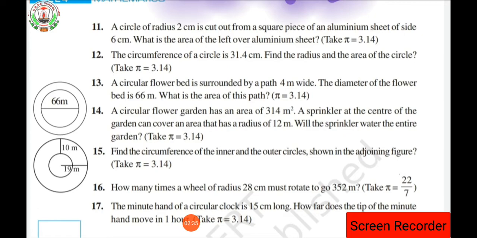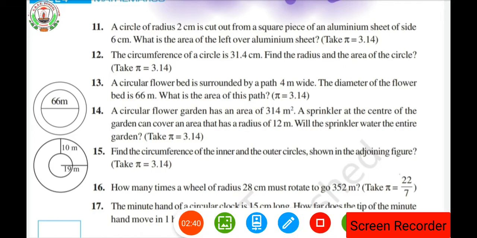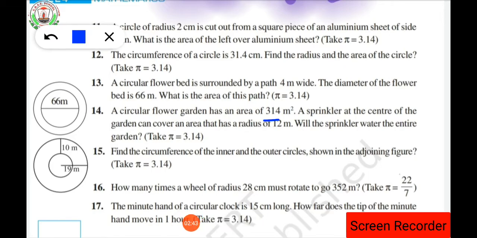In the 14th question it is said that a circular flower garden has an area, which is already given over here. A sprinkler is at the center. Suppose we have a circle like this. Everybody knows a sprinkler, if you have a farmhouse. It is kept at the center of that garden or park, and it spreads the water everywhere in the form of droplets. So how much area will that sprinkler cover, whether it will be the entire garden or not, that we have to identify.